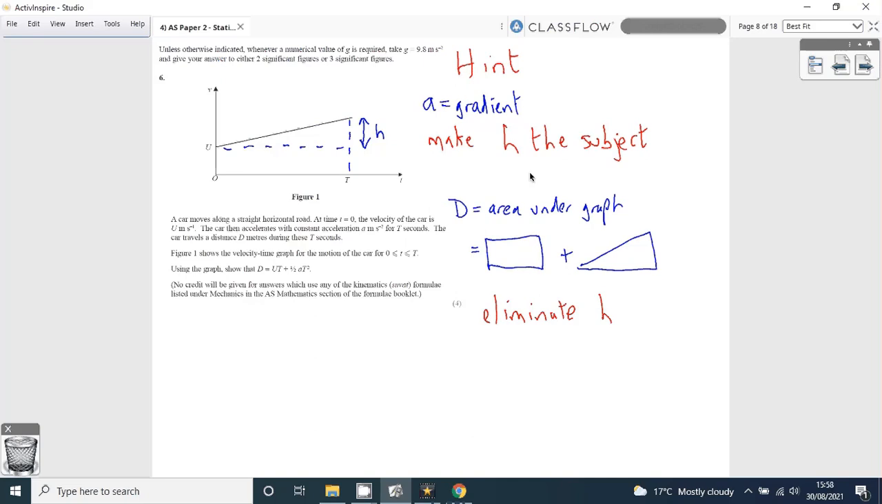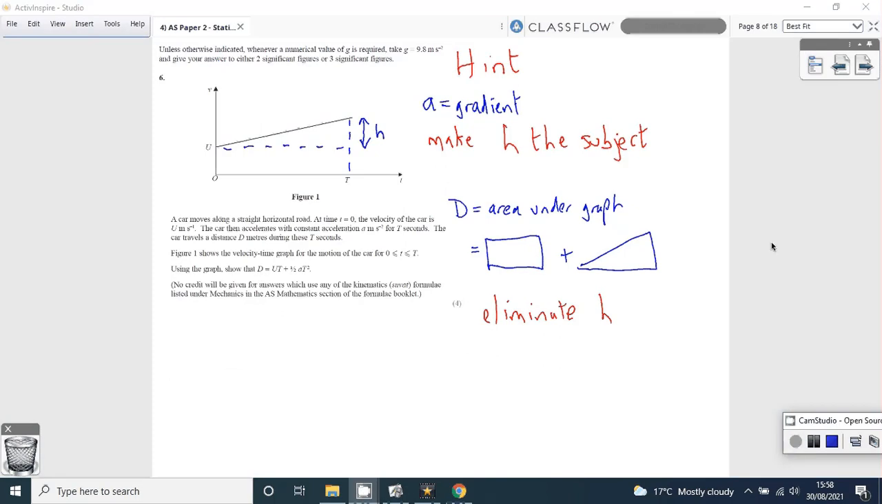The second thing to remember with a velocity time graph is that the area under the graph represents the distance. So the area under this graph is going to be this rectangle here plus this triangle here. So write down what they are in terms of u, t, and h. And then you can eliminate h by substituting in what you got from earlier on up here. So do that and you should be able to end up with what you had to show.